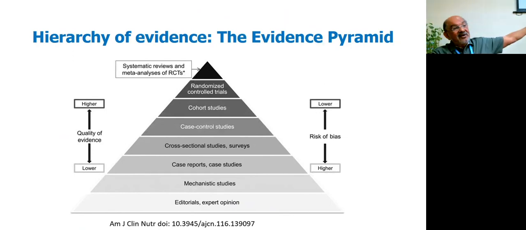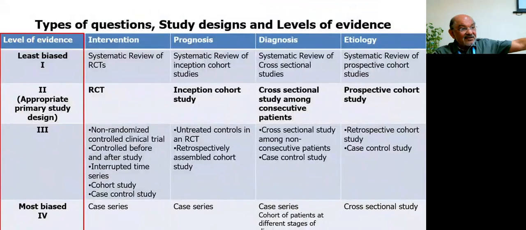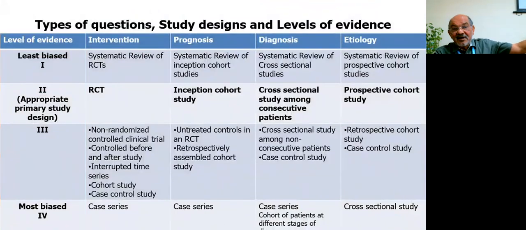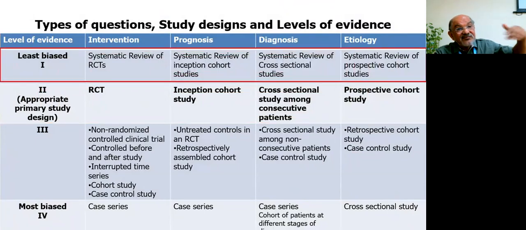But this is a misleading figure because it seems to imply there are only randomized controlled trials and interventions. That's not true. As you've seen, every design has an appropriate primary study. And a systematic review of those studies will answer the questions for those etiologies. It could be a systematic review of cohort studies, not just RCTs.